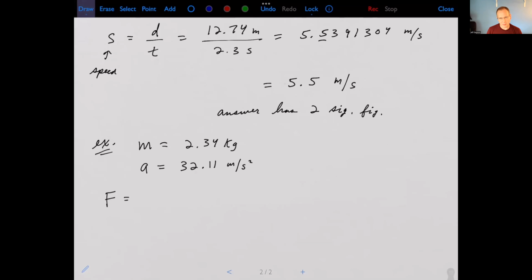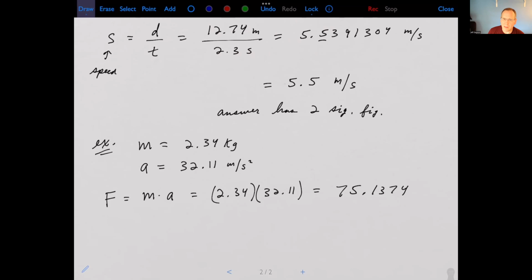Now, again, this is something you'll learn later when we talk about Newton's laws and kinetics. Well, it turns out that the net force is equal to the mass times the acceleration of the object. So in this case, I'd have to take my mass, 2.34, multiply by my acceleration, 32.11. And if you do that on the calculator, I'm going to get 75.1374. But again, I can't keep all those digits, right?